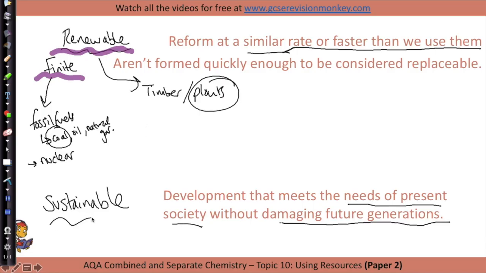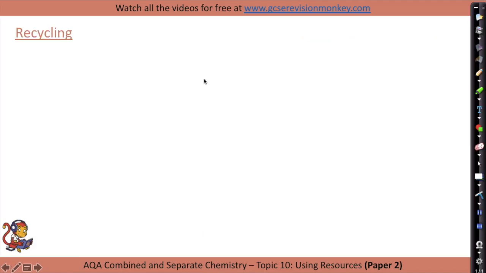The sustainable development is taking that idea of not completely consuming all that we've got now and trying to develop new technologies to make sure that not only the needs of our generation are met, but also those of future generations. One of the ways that we can do this is to recycle. So once we've used a particular resource, try and either use it again straight away or reform it or recast it in some way so that it can be used again.